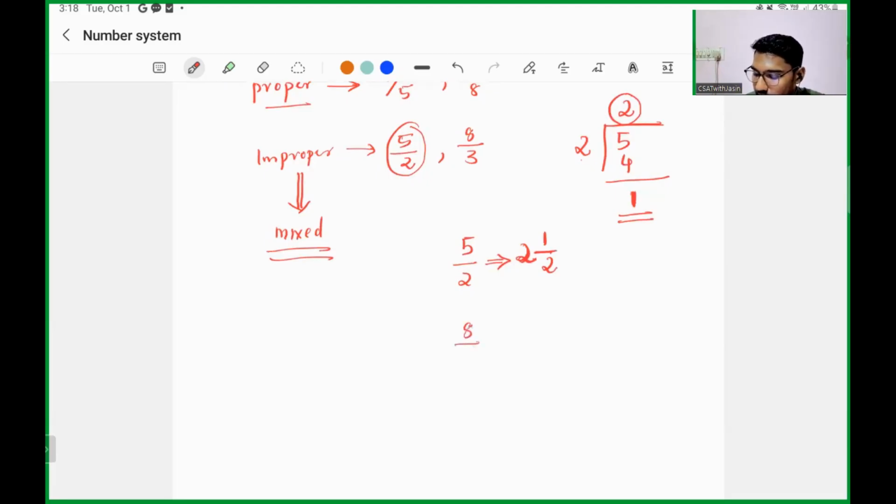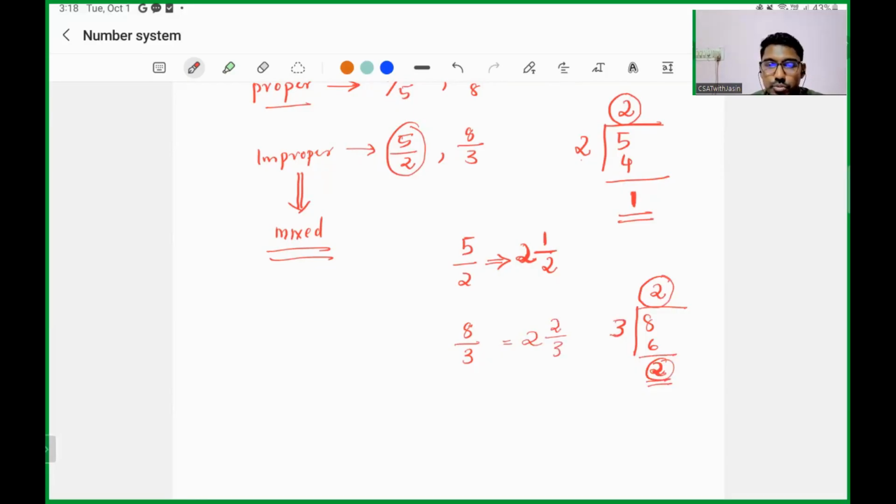Like for example, let us do 8 by 3. 8 by 3, what you need to do? You have to do the division. So 2 into 3 is 6. Now you will get remainder as 2. What you need to do? You have to take the quotient and write it here. Then you need to take the remainder and write it here. Then divided by, what is the divisor? You write it like this.